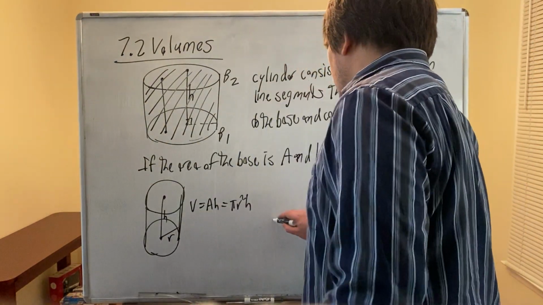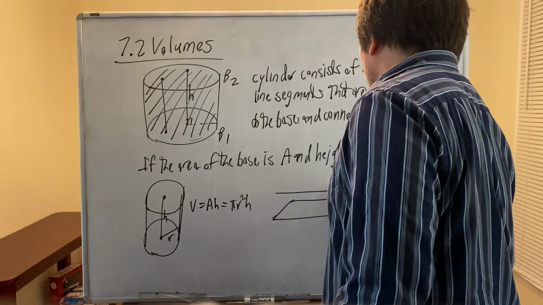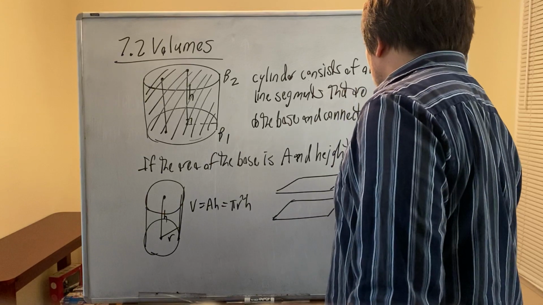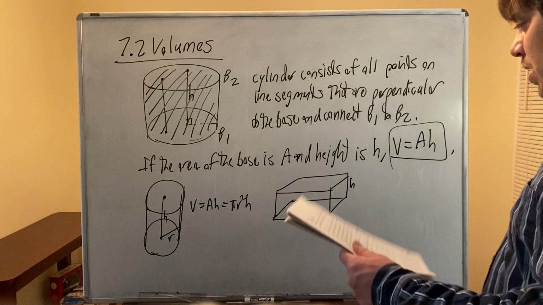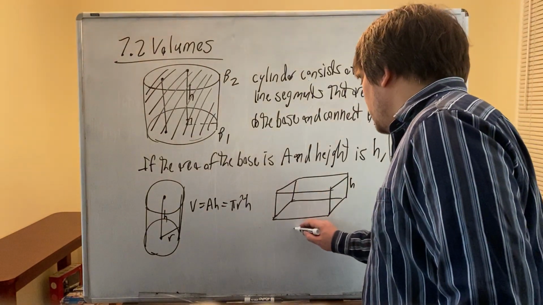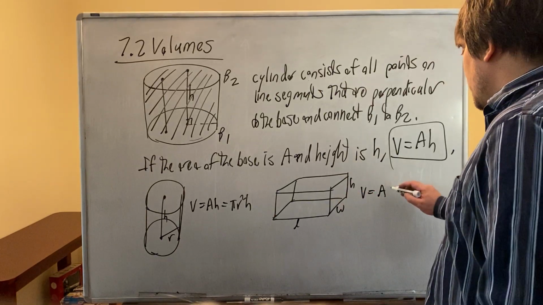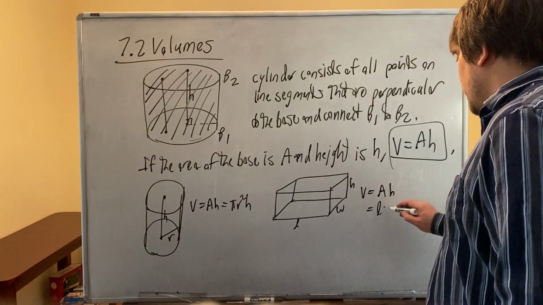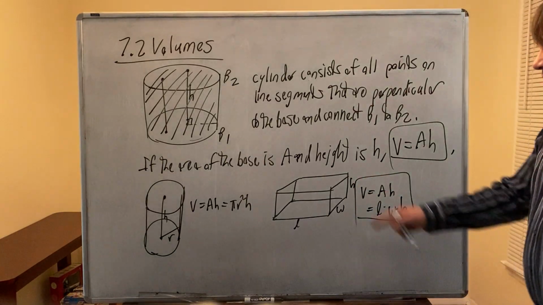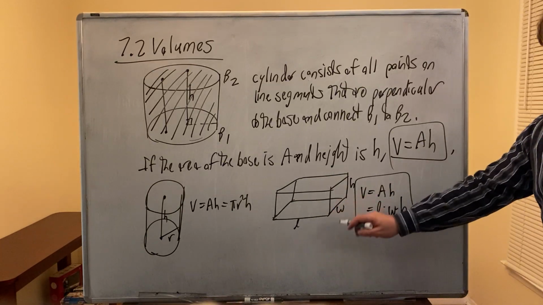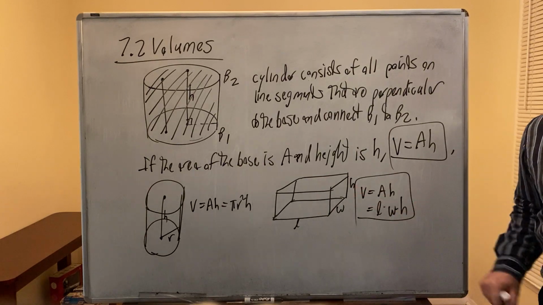If the base was a rectangle, right, then you'd have another rectangle for the top part, and then you'd have the height, which is h. Then the area of the rectangle would be length times width, and so the volume would be the area of the base times the height, and that would be length times width times height. So the volume of a box like that would be the area of the base, which is a rectangle, length times width, times the height.